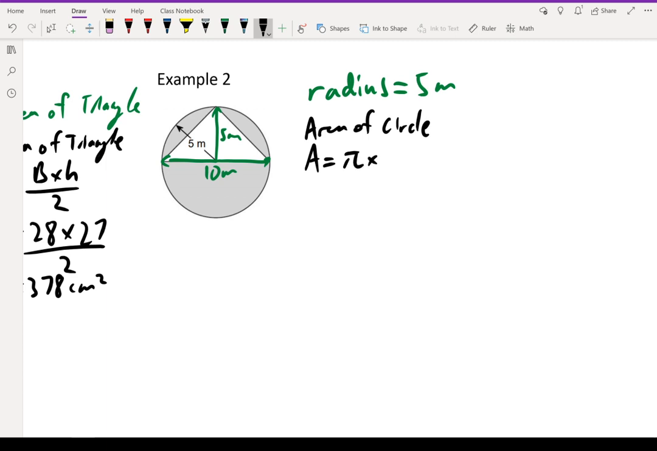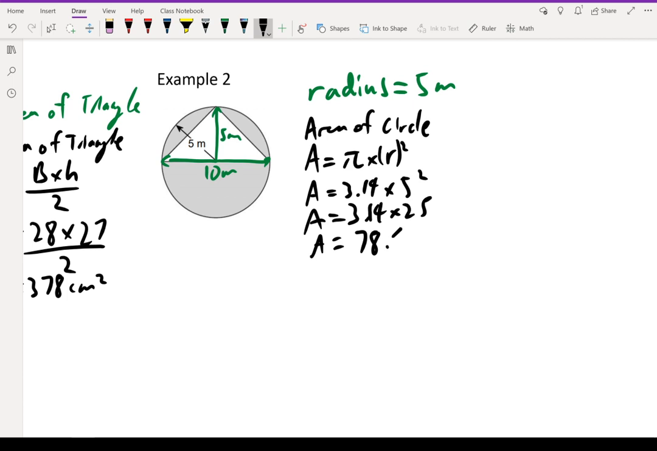So area of circle, A is equal to pi times radius squared. I'm going to write it down so that I don't forget, and then I'm going to substitute in the values. 3.14 times 5 meters squared, which is 25, so that's 3.14 times 25, and so that will give you an area of 78.5 meters squared.